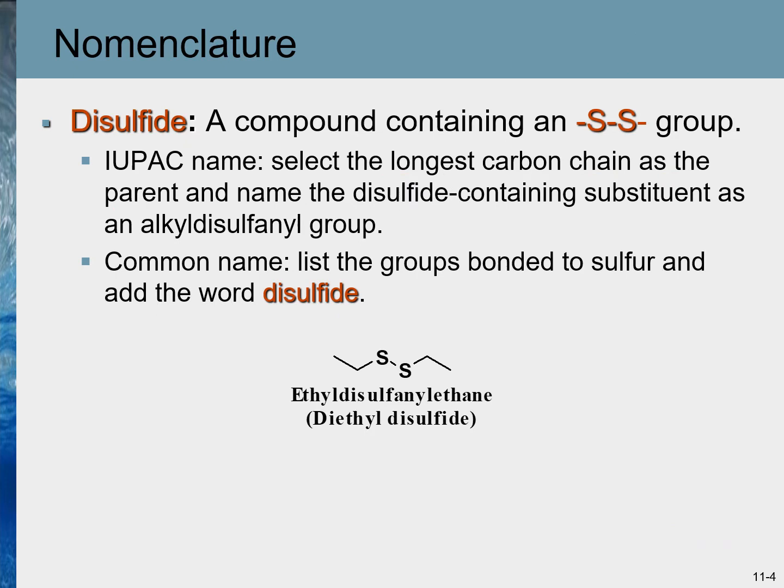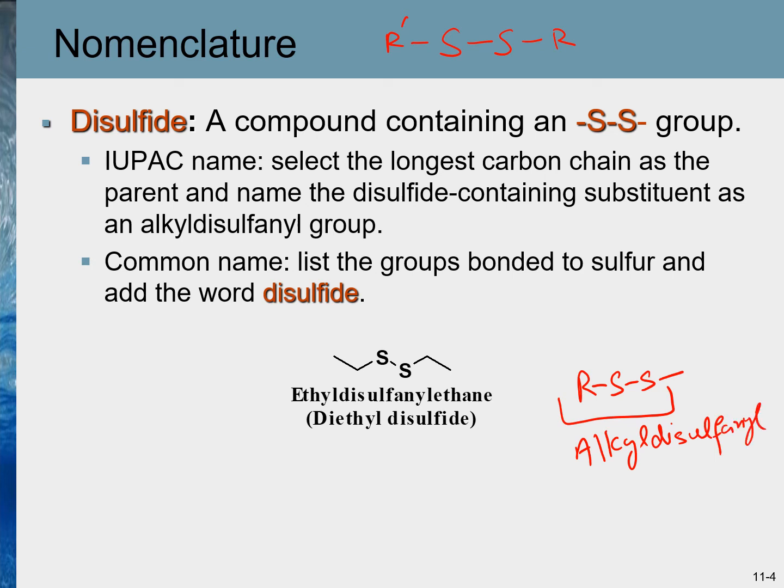A disulfide is a class of organic compounds which contain a sulfur atom covalently bonded to another sulfur atom, and they are surrounded by two alkyl chains. The IUPAC names of disulfides are similar to sulfides. The only difference is that the substituent group RSS is termed alkyl disulfanyl. The rest of the rules are exactly the same.